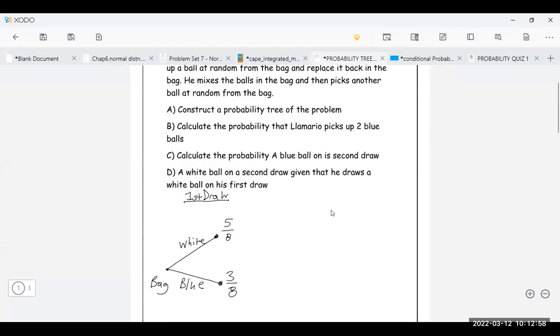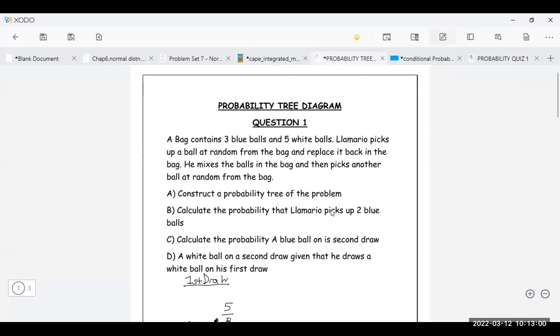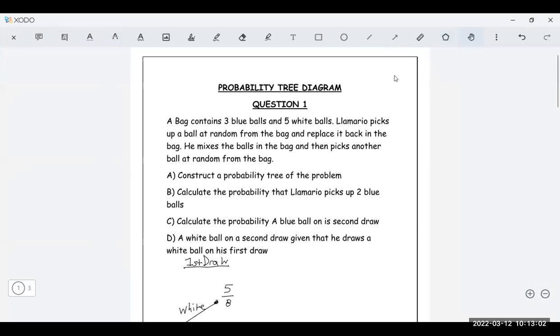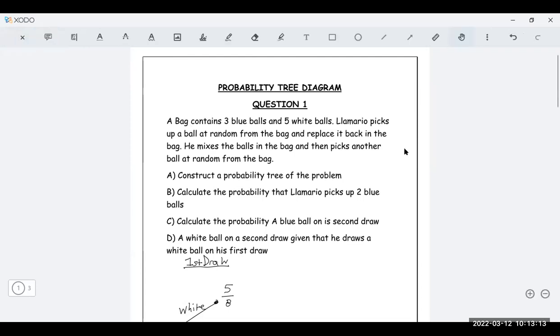Now, after you do the first draw, they told us that Lamaria then put back the ball in the bag. Notice he put back the ball in the bag. So if you put back the ball in the bag, there's still 8 balls in the bag. So now we need to look at what happened on the second draw.